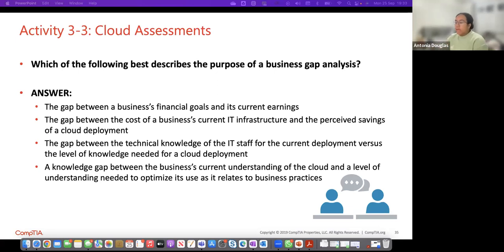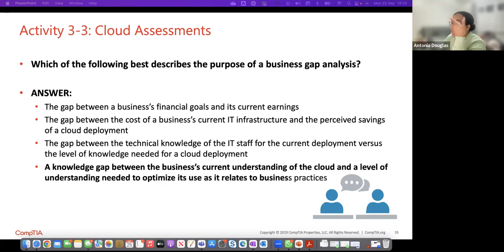Yep, okay. I think point 3 could have thrown you off because it mentioned technical knowledge, but ultimately when it's incorporating both technical and business knowledge, it would be the gap between the business's current understanding of the cloud, the level of understanding needed to optimize it as it's relating to the business practices.